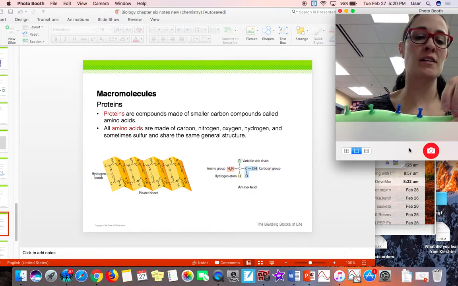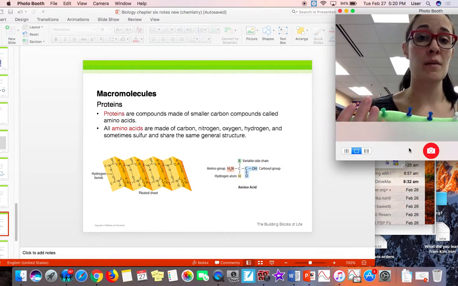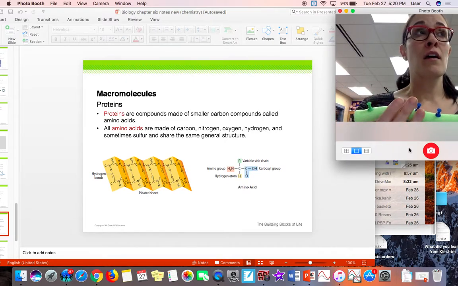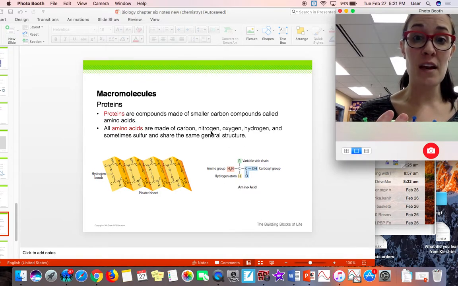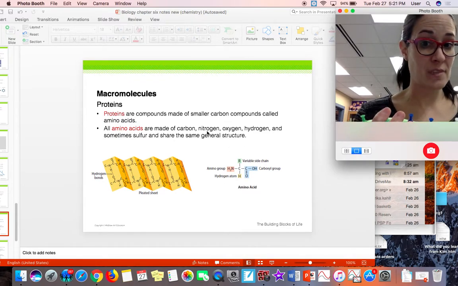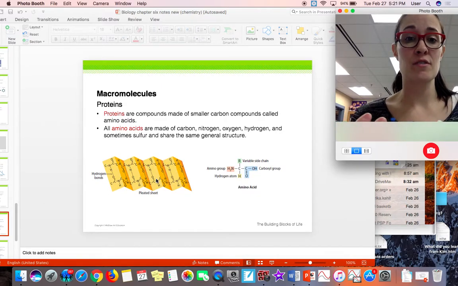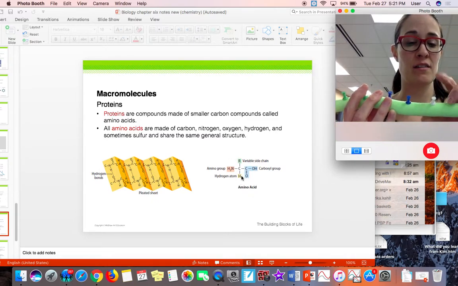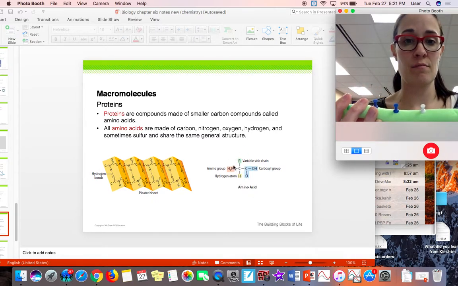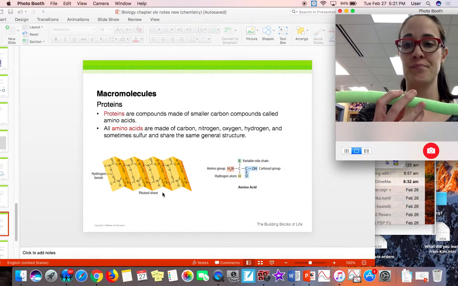Proteins, the building blocks, are amino acids. Proteins are made of carbon, hydrogen, oxygen, nitrogen, okay, and sometimes sulfur. And this is the general structure. So here's one amino acid right here. One amino acid, one thumbtack, okay? Amino acid, thumbtack. This is many amino acids together.